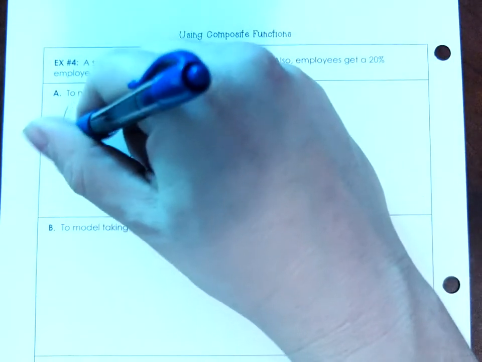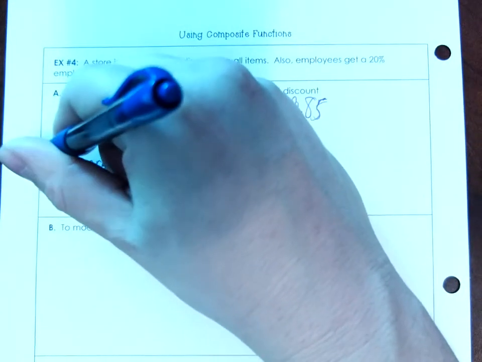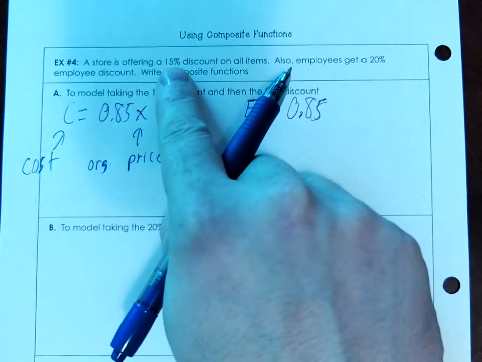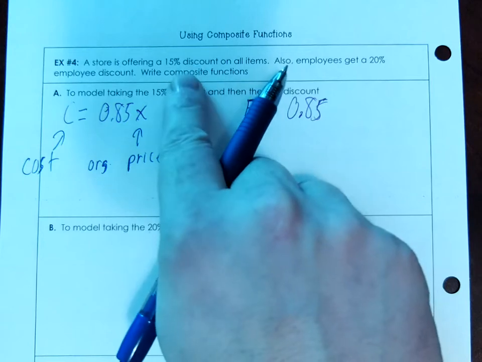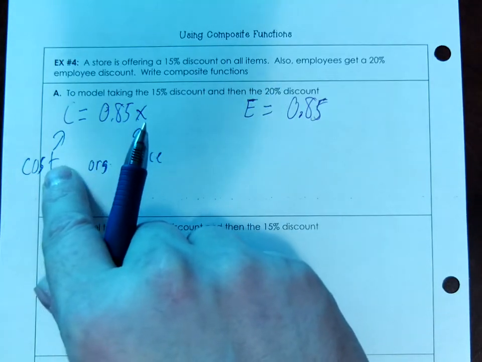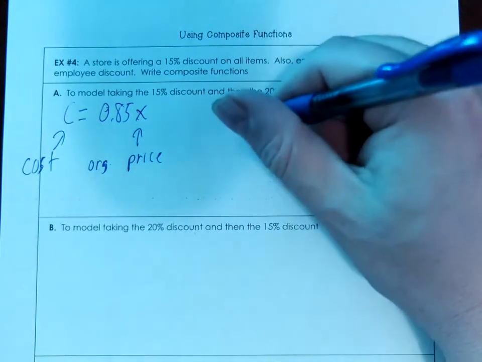This is what it's going to cost any person that comes in the store, because the store is offering a 15% discount. They're going out of business or something. They have a 15% discount on everything. So this is the cost for anybody that comes in the store. Now this is going to be the employee's cost.